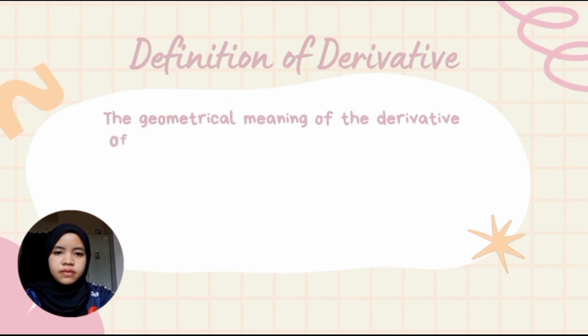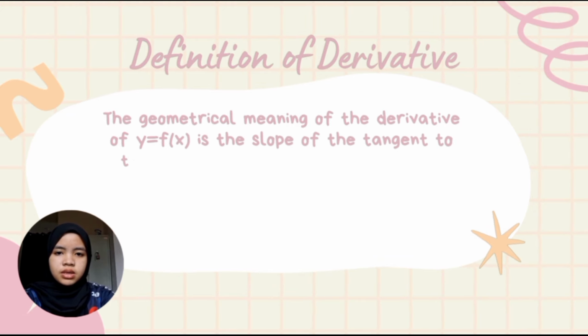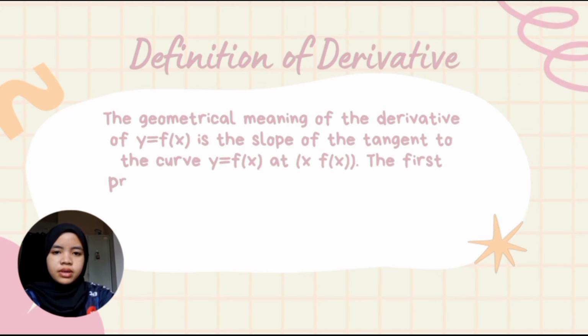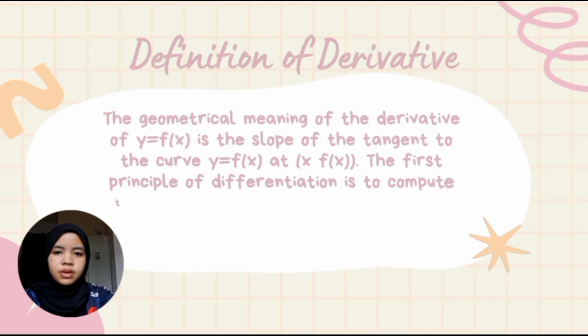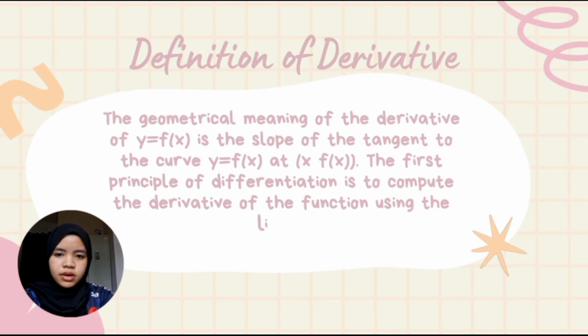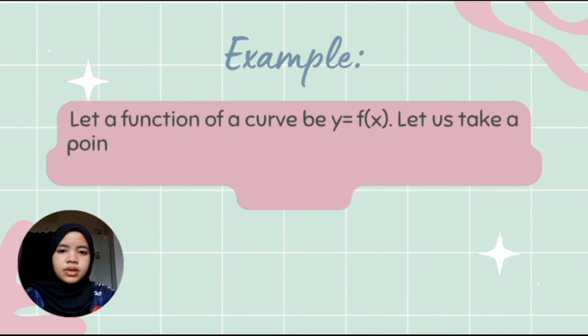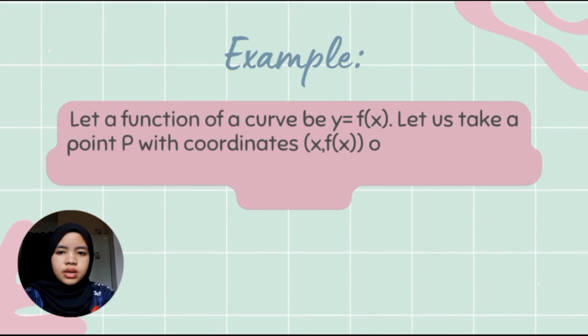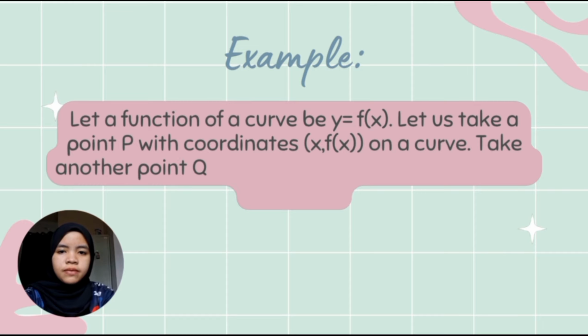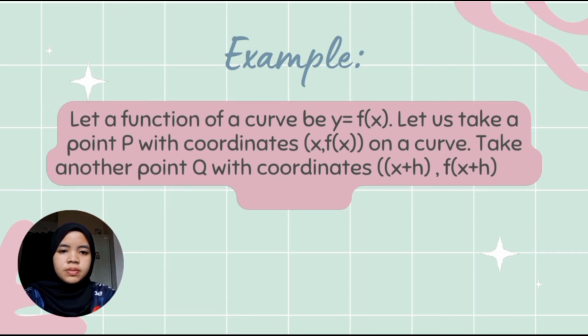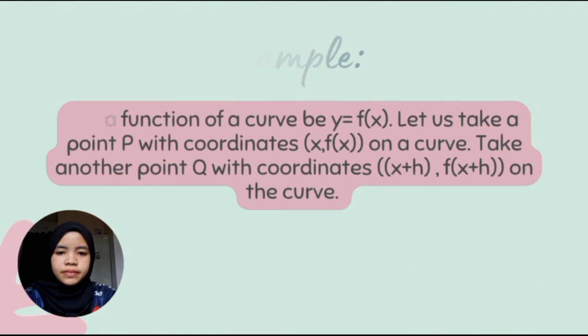The geometrical meaning of the derivative of y = f(x) is the slope of the tangent to the curve y = f(x) at the point x, f(x). The first principle of differentiation is to compute the derivative of the function using limits. This is an example of geometrical representation, where we let the curve be y = f(x). Let us take a point P with coordinates (x, f(x)) on the curve. Take another point Q with coordinates (x + h, f(x + h)) on the curve.